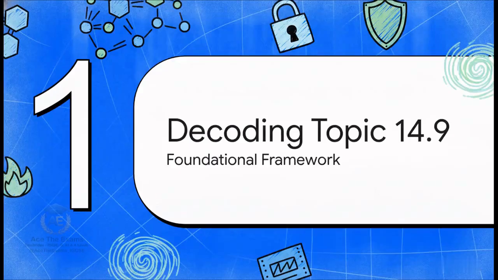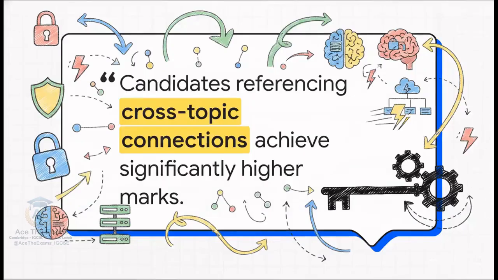Section 1. Decoding Topic 14.9, the Foundational Framework. Okay, let's dive into this insider intel straight from the examiners. The principal examiner reports explicitly state, candidates referencing cross-topic connections achieve significantly higher marks. This is exactly where our friend Alex goes wrong. Alex treats every question like it exists in a vacuum, but the crucial point here is that top marks require precise definitions, understanding causal relationships, and connecting topic 14.9 to other areas of the syllabus.